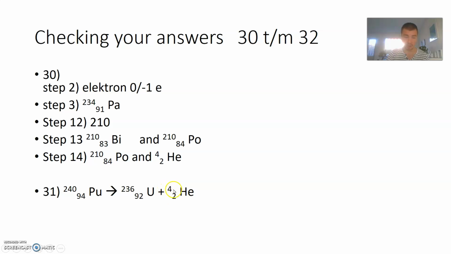And the other numbers you can calculate because the numbers should be equal to each other at the start of the reaction and at the end of the reaction. So 92 plus 2 equals 94, and 236 plus 4 equals 240. Alpha decay is always this particle, always a 4-2 helium particle.